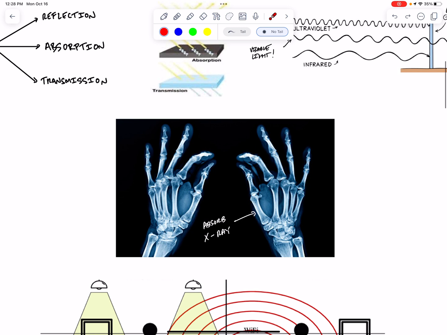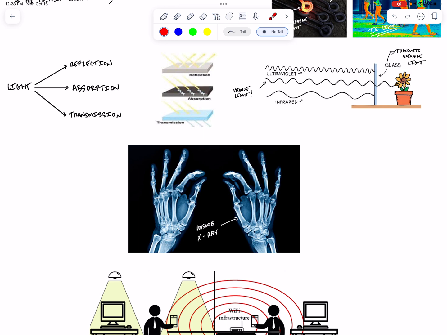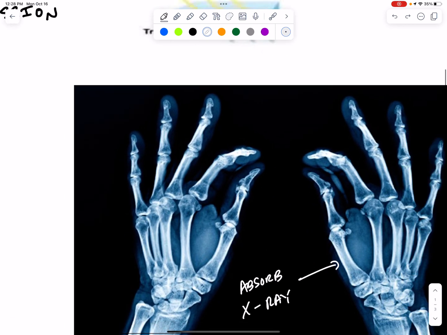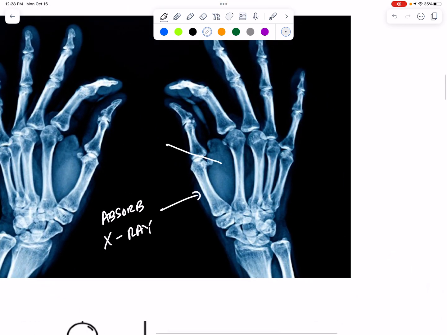This part remains unexposed, and this part gets exposed to the X-ray, which causes this nice contrast that we see and allows us to visualize the bone. Okay, so that's important. The bones absorb the X-ray, and then the soft tissue transmits the X-ray.